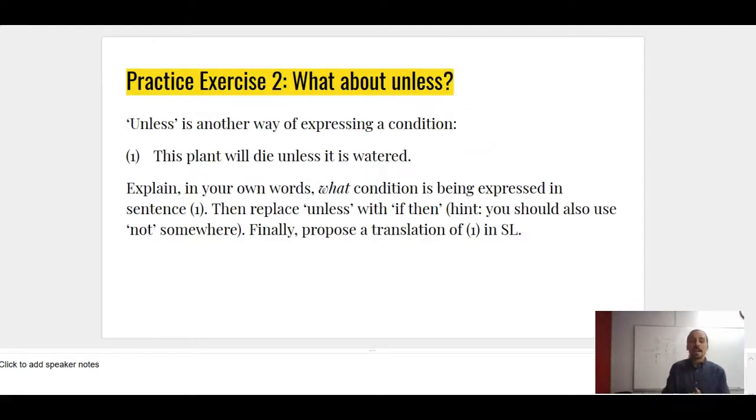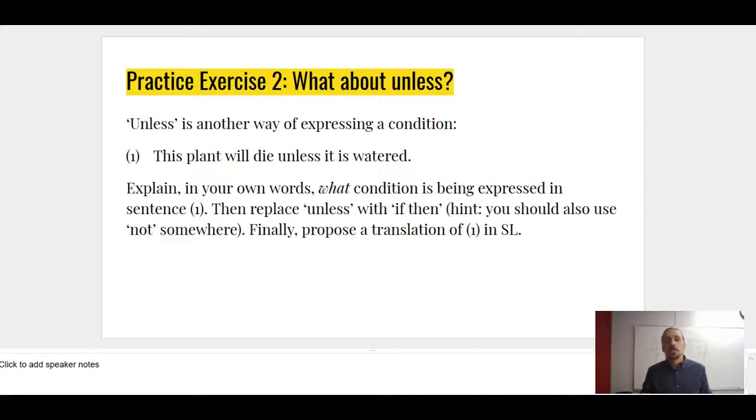Okay, so here's a good practice exercise to see if you've really mastered the subtleties of the conditional and sentential logic. Unless is another way of expressing a condition. I could say, for example, this plant will die unless it's watered. So what you should do is pause the video and explain in your own words what condition is being expressed in sentence 1. Then replace unless with an if-then. And here's my hint: you should use a negation somewhere in that.